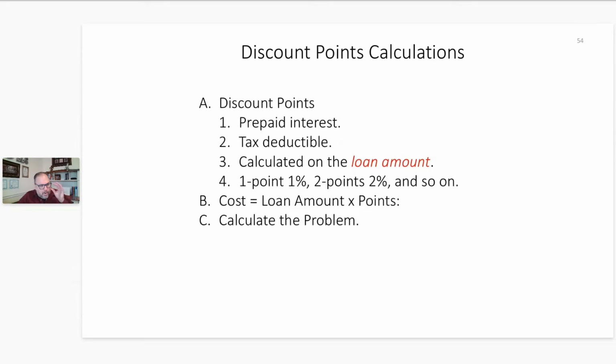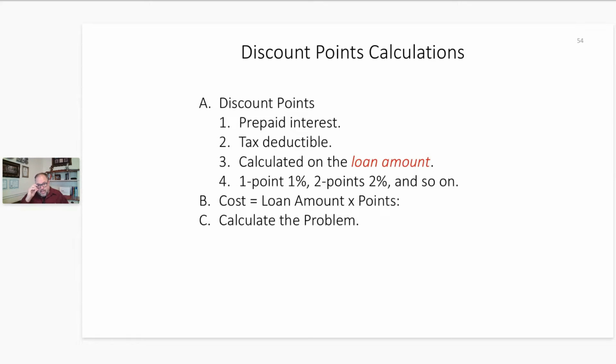All right, discount points. Another calculation that you want to know how to do in finance. Discount points, very important. Remember, it's the loan amount. You're taking the amount of points. 1 point equals 1%, 2 points, 2%, and so on. And so the formula is nothing more than the cost of the points equals the loan amount times the number of points. So $100,000 loan, 2 points, 2% of 100,000, $2,000 is the cost of the loan.